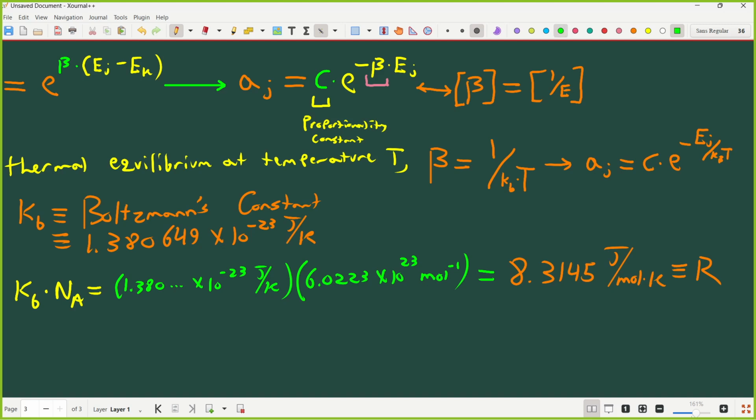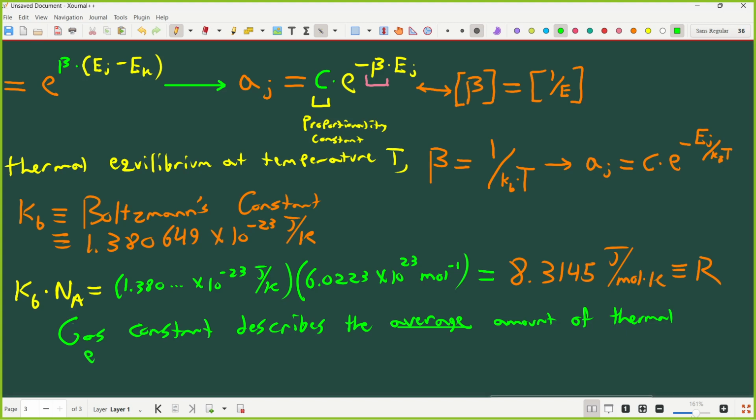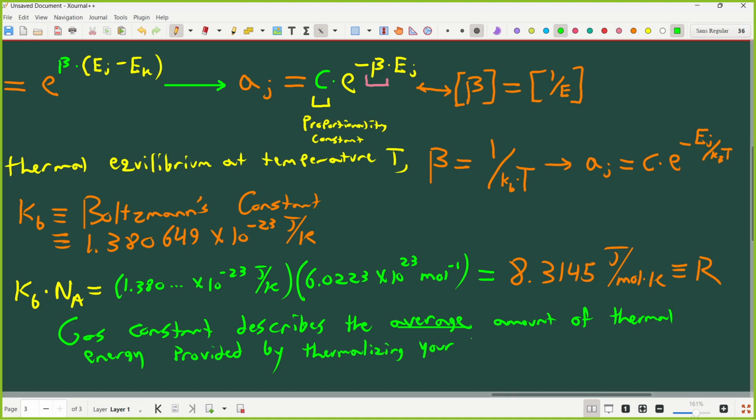I'll write that down. So Boltzmann's constant, the gas constant, describes the average amount, everything's averaged, of thermal energy provided by thermalizing your system or your gas at temperature T.